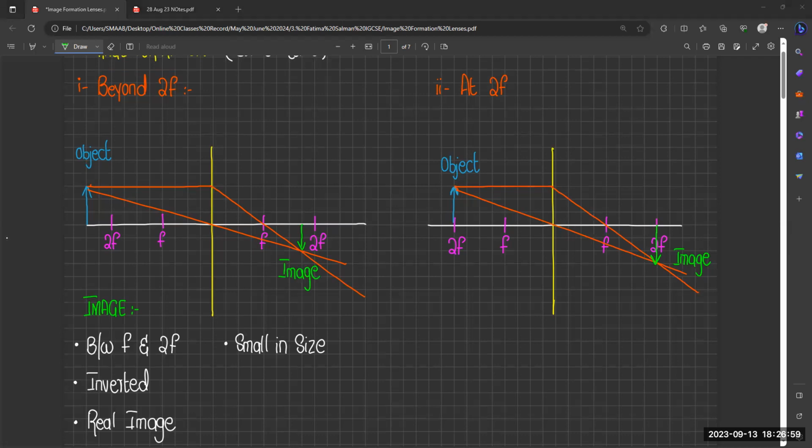You can see that your object is about 3 boxes high from the principal axis and you are getting the same height in your image, that is 3 boxes. So it means that your image is of the same size. Okay.